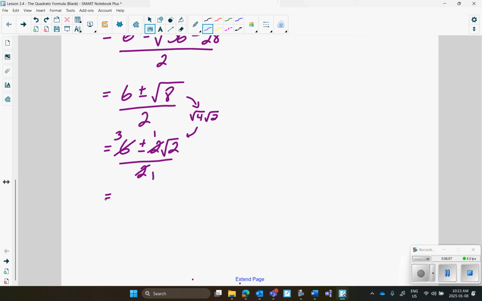And I get 3 plus or minus 1 square root 2, or just square root 2, over 1, but I don't have to write over 1. Just remember, you've written 2 answers here. One of the answers is 3 plus the square root of 2, and the second answer is 3 minus the square root of 2. Both of those will work.